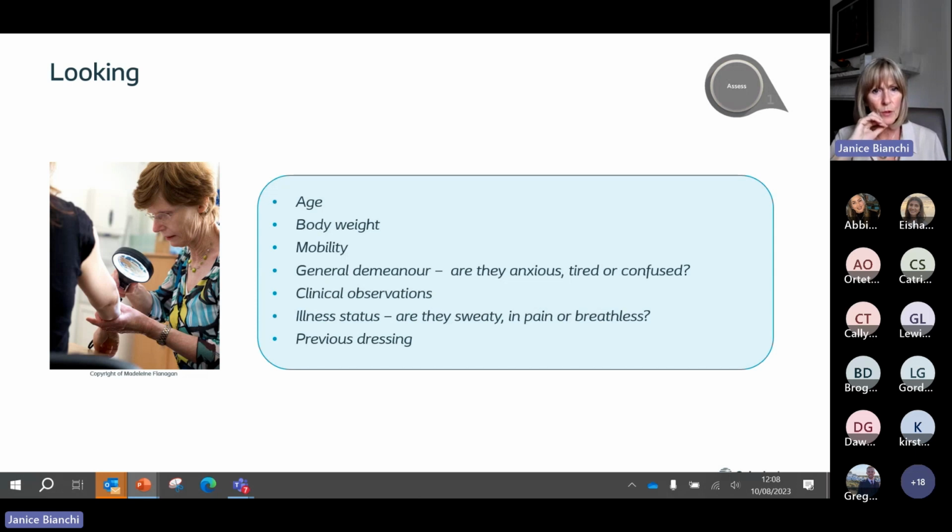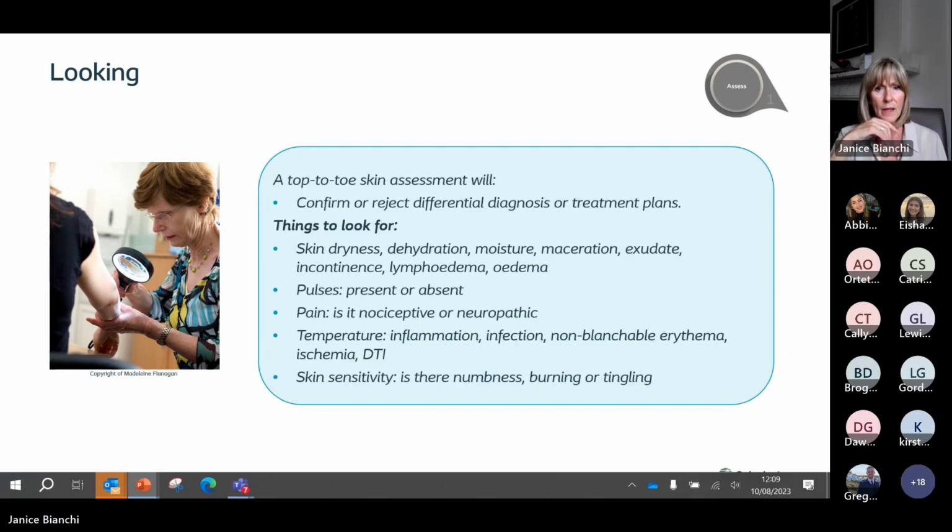The age of the person, we think about, because at the extremes of age, wound healing can be delayed. Body weight, mobility. Is that person anxious or tired or confused, or are they sweaty? Are they in pain? Are they breathless? We're looking for all of these signs. We would also do our clinical observations and ask about dressings that they've previously had and how successful they have been in the past. And it is a top-to-toe skin assessment, so we're looking for this to make sure we have the correct treatment plan.